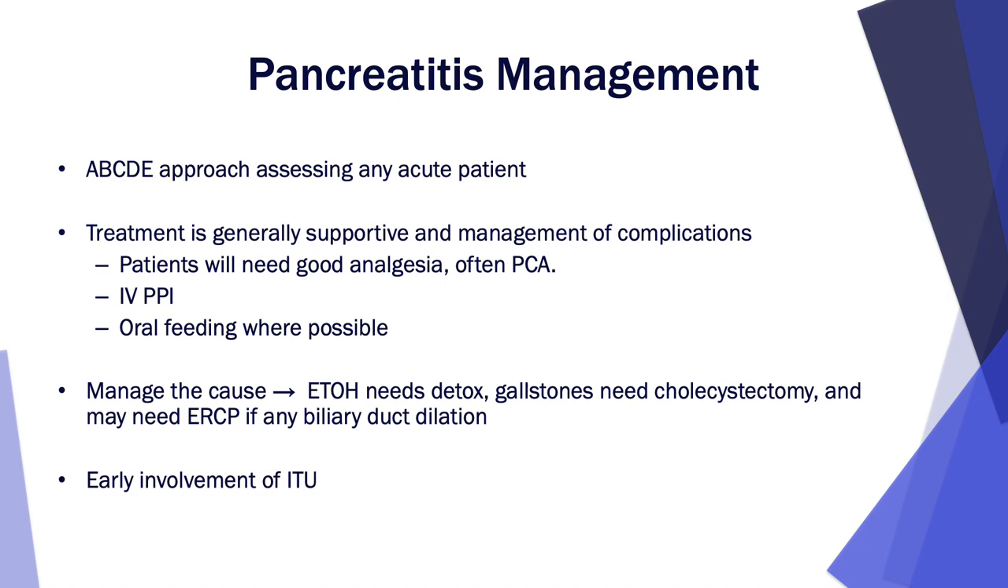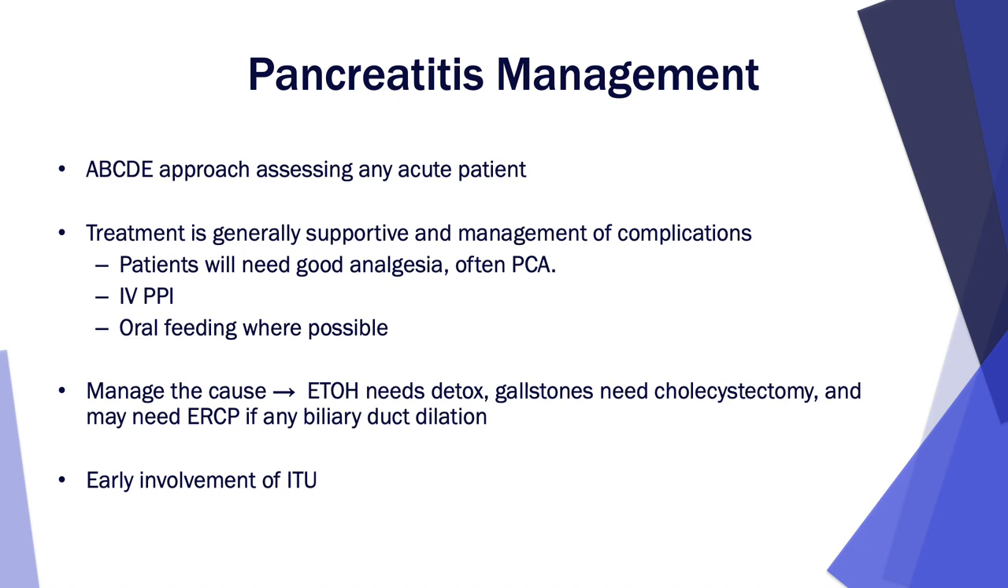The management of pancreatitis should initially follow the management of any acute patient and should be approached in an A, B, C, D, E manner. Following this, treatment is generally supportive and you only manage any complications. So initially patients will need good analgesia. Pancreatitis is an incredibly painful condition and often they need a PCA, which is the patient-controlled analgesia. Patients would also receive IV proton pump inhibitor, and where possible we should continue oral feeding.